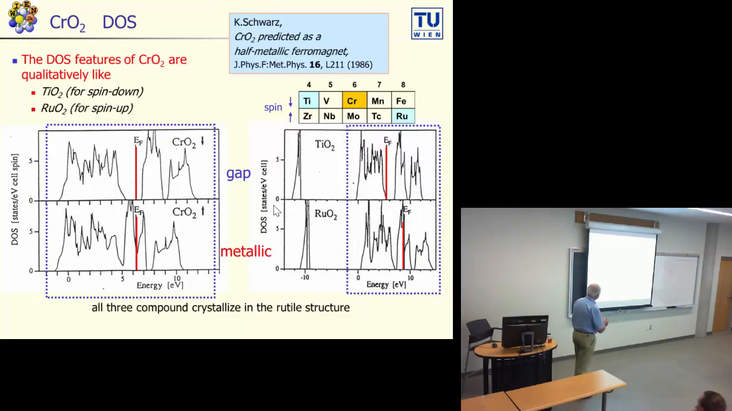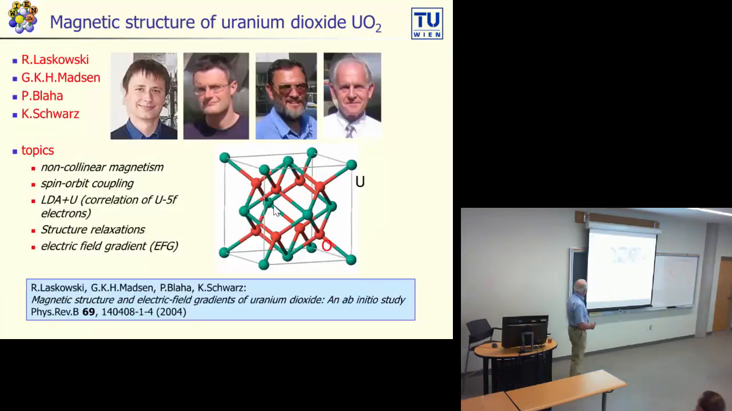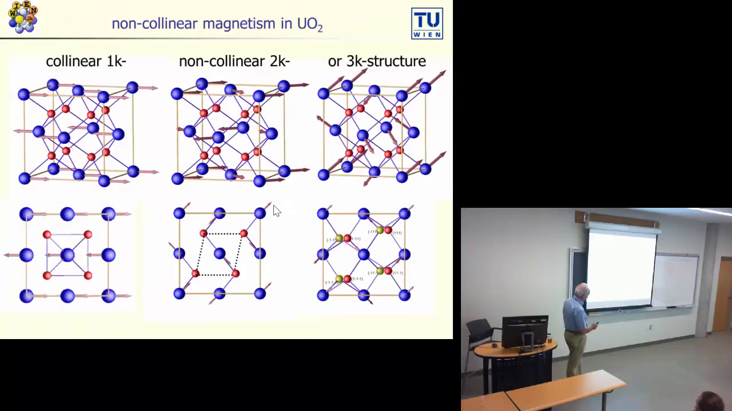So basically what happens here is if you take chromium dioxide, the spin down density of states looks very similar to rutile TiO2. So for chromium, one spin looks like titanium dioxide, and the other spin looks like ruthenium dioxide, which is metallic. So you have a metallic situation and an insulator in one material, and that's half metallic, and that makes this material interesting. So you shift from this one to this in the two spin directions, and that makes it interesting.